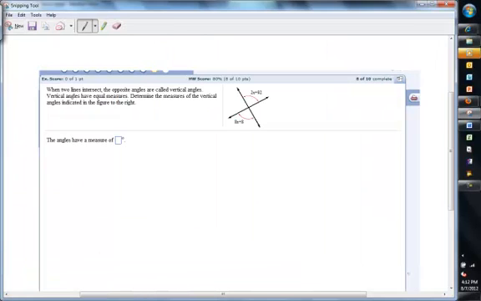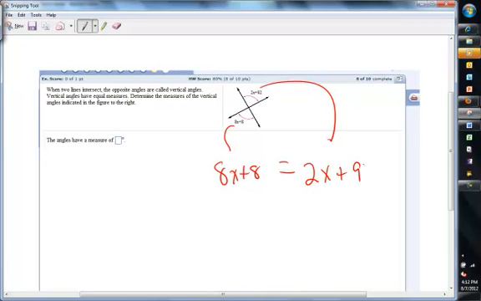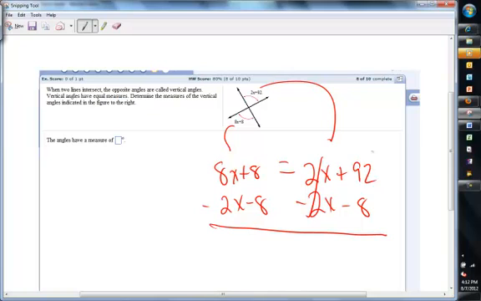When two lines intersect, the opposite angles are called vertical angles, and vertical angles are equal. So we're just going to put an equal sign between these two things. 8x plus 8 equals 2x plus 92. Subtract 2x from both sides, and that'll take care of this. Subtract 8 from both sides, and that'll take care of this.